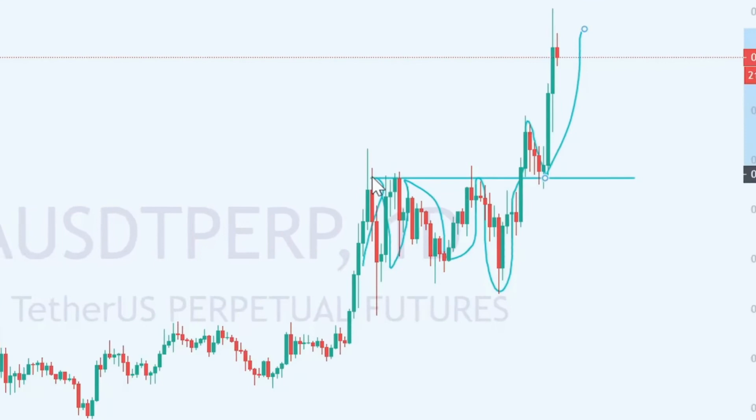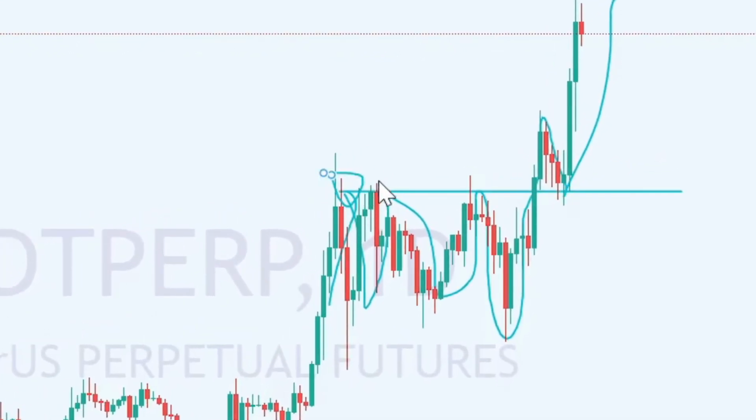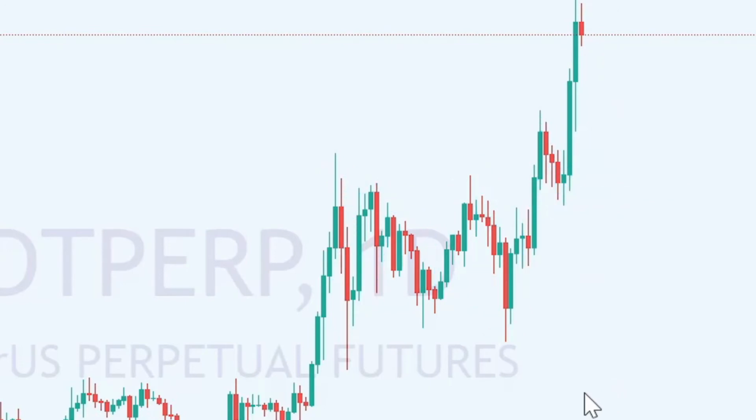Are you seeing it? We have resistance on the first time, second time, then the third time, and the fourth time it broke it up and then it came back to it and used this as support. Then price went back up.